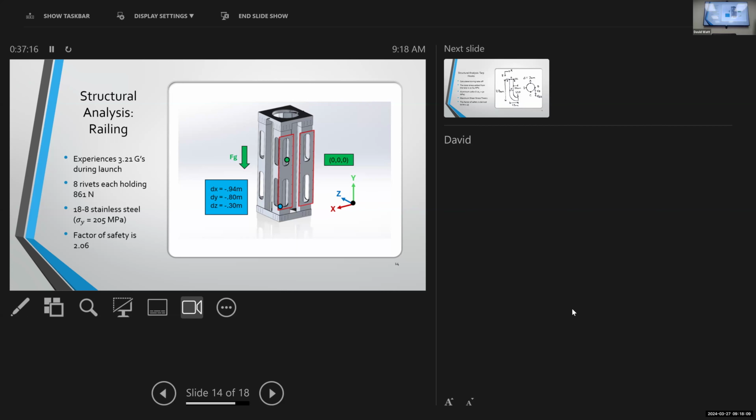And so the two different standard factors of safety. So on the next slide, I think we were talking about the hook analysis. Yeah, I was going to ask you.